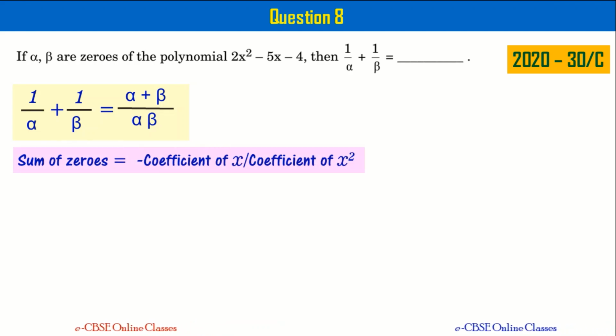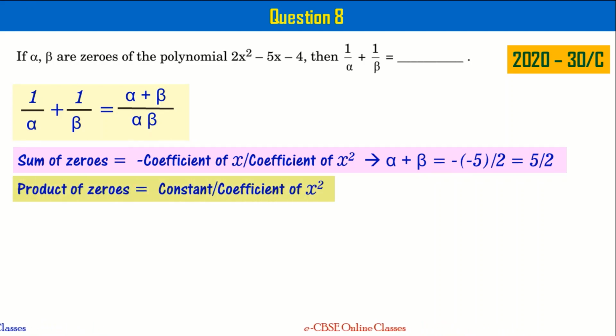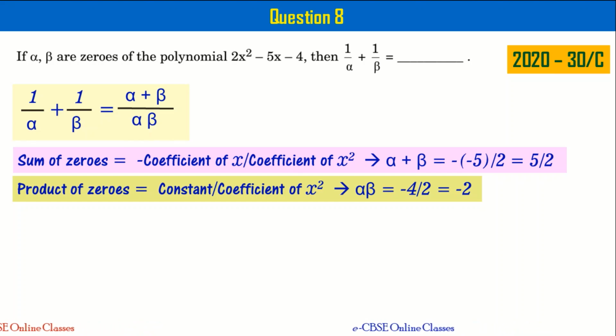So let's use our formulas. That is, sum of zeros is minus of coefficient of x divided by coefficient of x square. When you substitute the values of coefficient of x and coefficient of x square, you get alpha plus beta equal to 5 by 2. And product of zeros, we know, is constant divided by coefficient of x square, right? When you substitute the appropriate values, you write alpha beta equal to minus 4 divided by 2, that is minus 2, right?